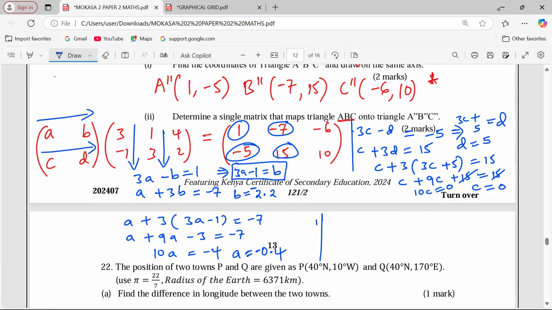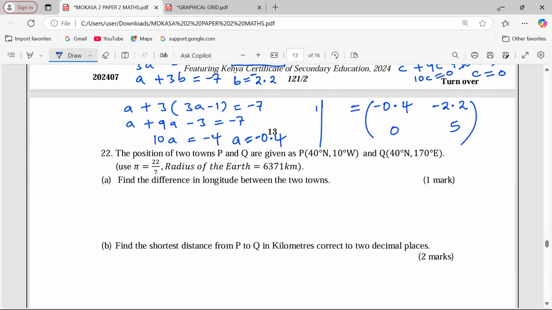So this matrix, which can map A, B, C onto A prime, B prime, C prime, double prime, that is, we'll get A negative 0.4, and B negative 2.2. Then C is 0, and D is 5. That is the matrix responsible for such a transformation.